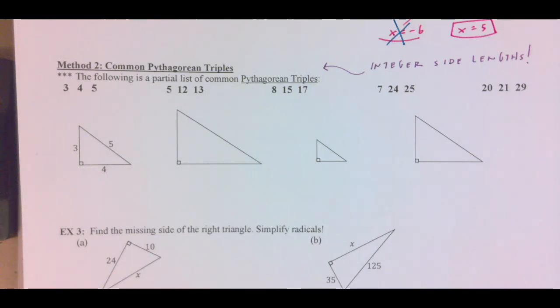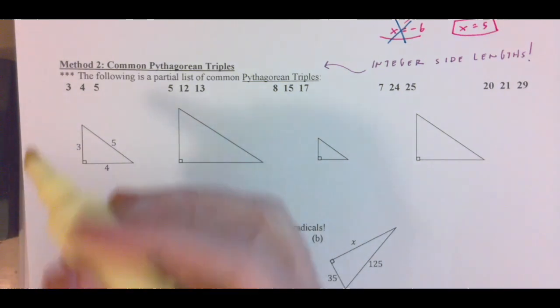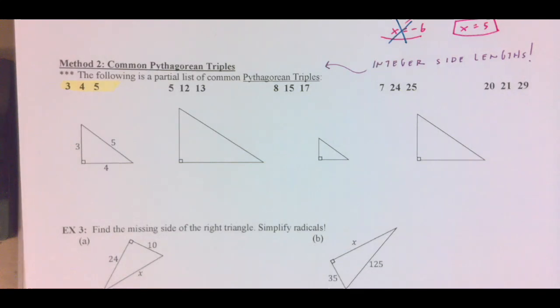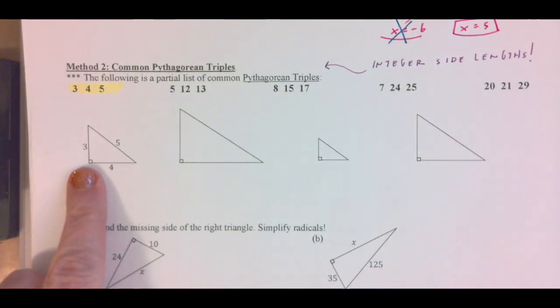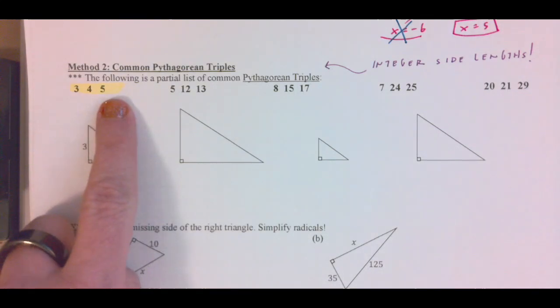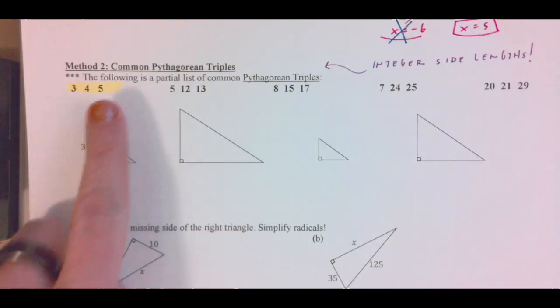What I wanted to model for you, since I'm looking at common triples and multiples of common triples, is I'm going to look at the smallest one, the most common one, the 3, 4, 5. And I've drawn that out for you here. So it's pretty common to see a 3, 4, 5. We know that 3 squared plus 4 squared equals 5 squared. So again, I can look at multiples. I can apply a multiplier to the 3, 4, and the 5 and create similar triangles, right?